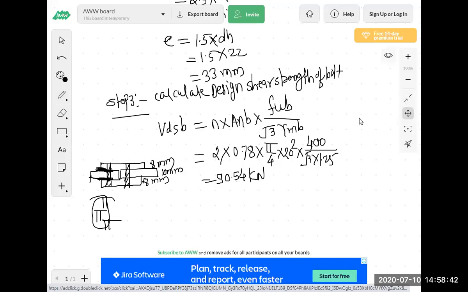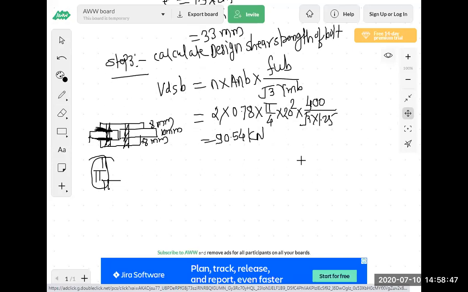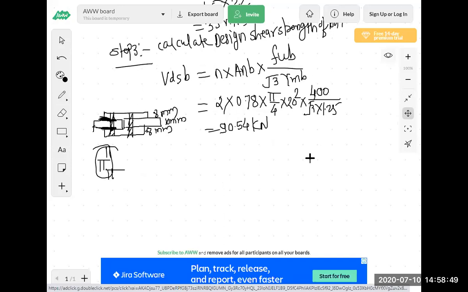So this is step number 3. Please draw this figure also.